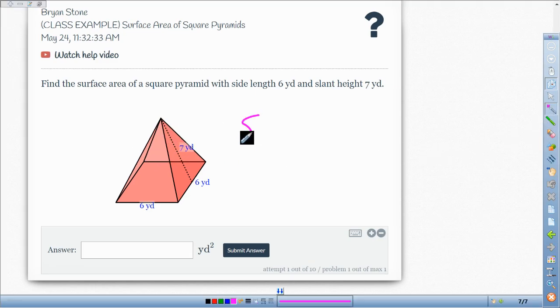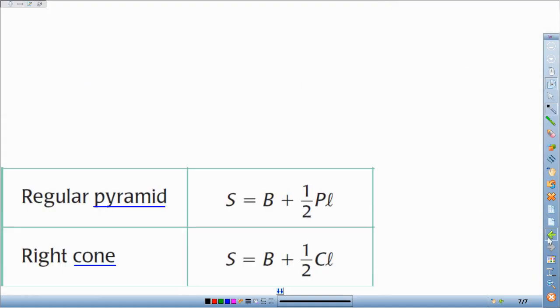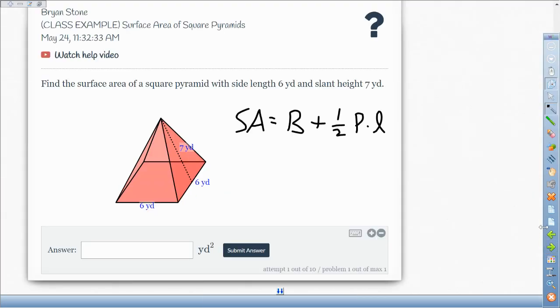Okay, so surface area, let me make it black, equals capital B, area of the base, plus 1/2 of the perimeter times slant height, just so we're all certain when we're using this one. Make sure you have these formulas in your notes. You will not be able to use this work from the review on your test.